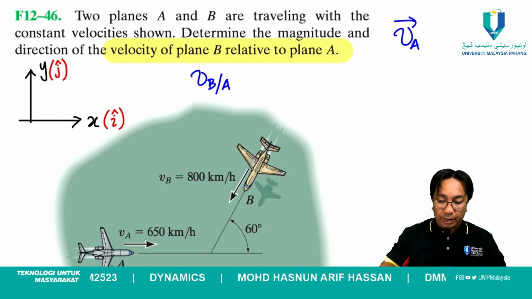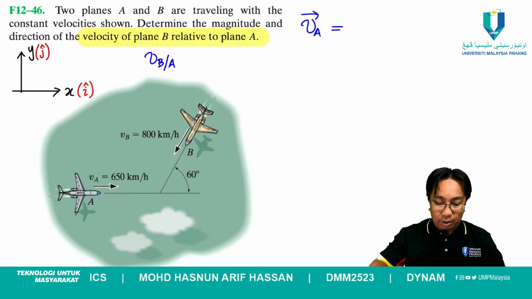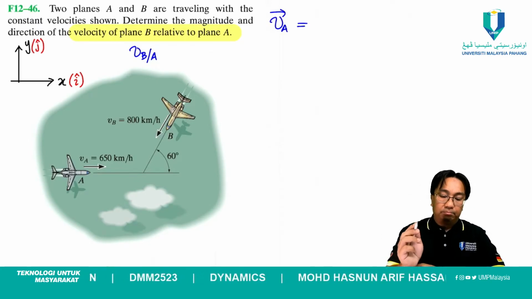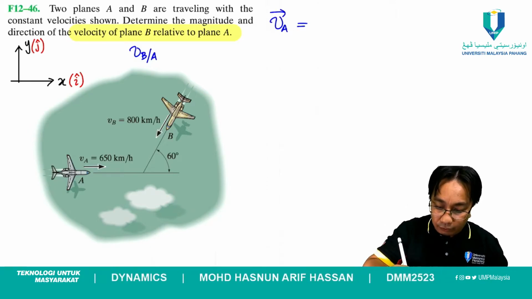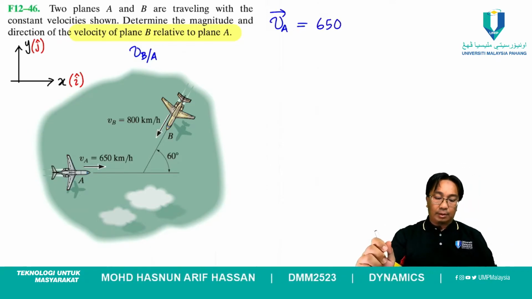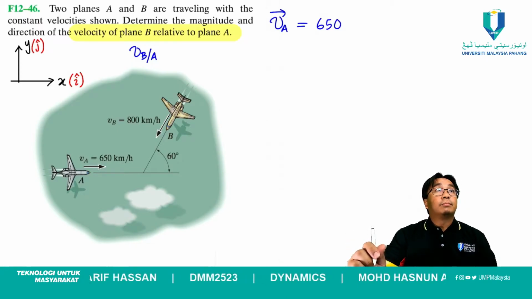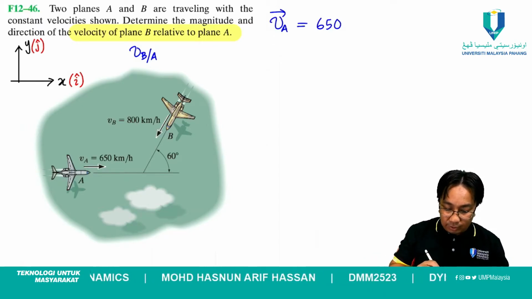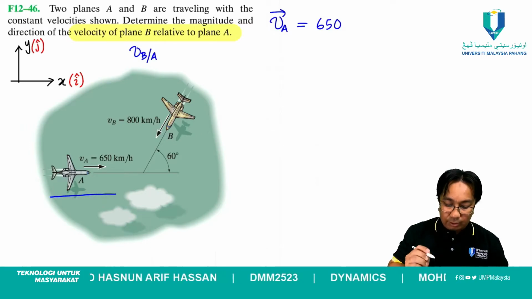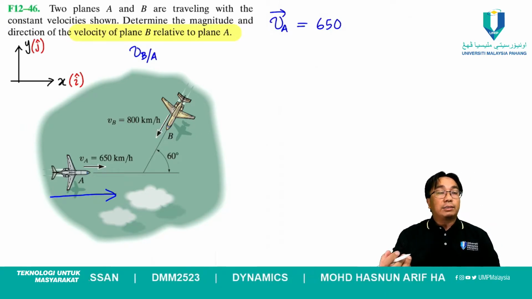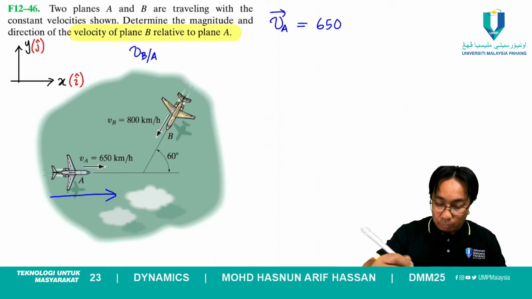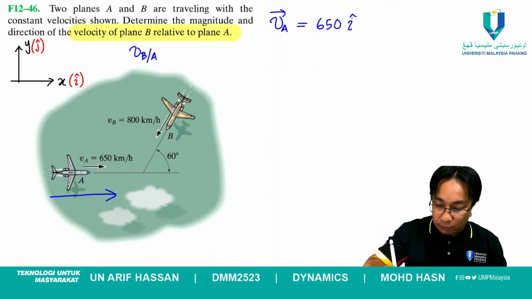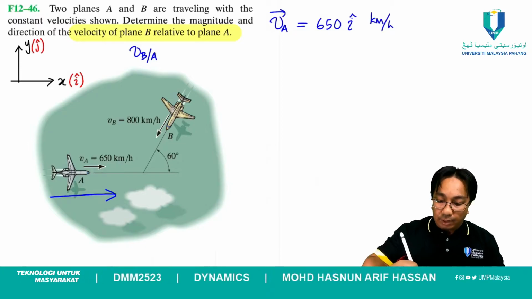Okay, so going back to our VA just now, how do we write the velocity of A in vector form? I or J? I, good. I, because it is in the x-axis and you see that it is traveling to the right, which is in the positive direction of the x-axis. So it will be positive. 650 I and the unit is kilometer per hour. Okay. Now let's write VB.